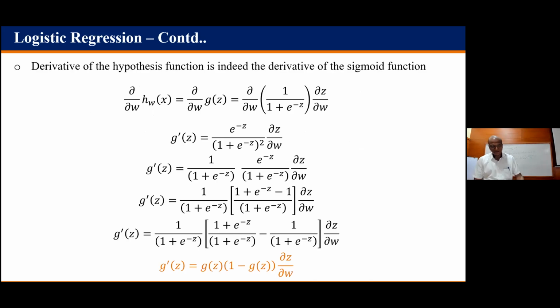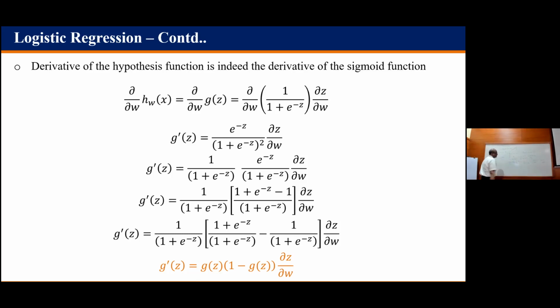Now there is some tricky mathematics which is there. Now you have to get the dou by dou W of HW. I mean the derivative with respect to W, which is dou by dou W of G of Z, where G of Z is a logistic function. So it is dou by dou W of 1 by 1 plus e to the power of minus z, into dou Z by dou W. So it's a chain rule. Okay. So this is what we are doing is chain rule.